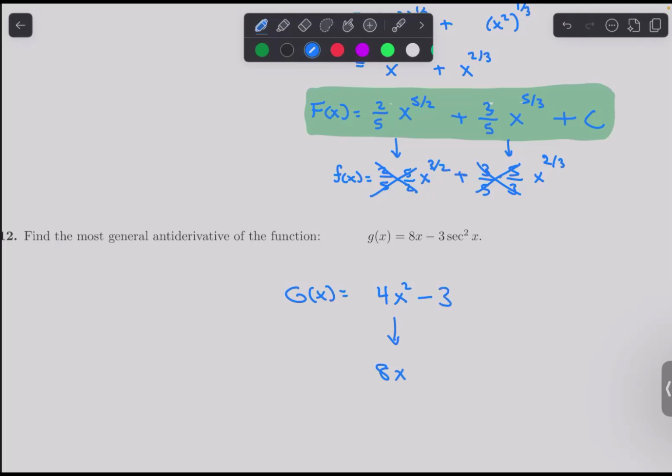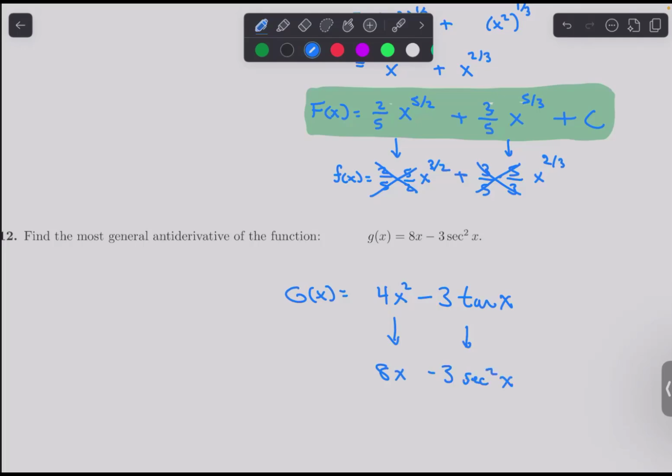Now, this -3 is along for the ride, and I need something that when I take the derivative of it, I get secant squared. So again, I need to think back to my chapter 2 days and taking derivatives of trig functions, and you probably will recall, right, that if you take the derivative of tangent, you get secant squared. So this will work out perfectly well. So -3 and secant squared.